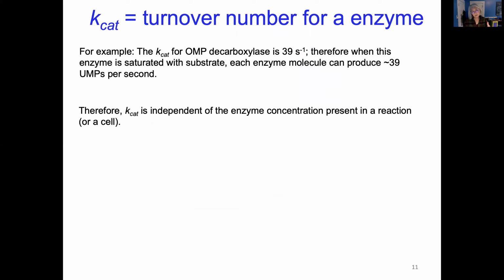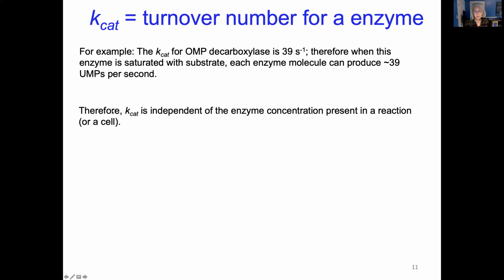Okay, so the last of these three kinetic parameters we're talking about is called the kcat, or the turnover number for an enzyme. So in the last video, we talked about the enzyme OMP decarboxylase that's involved in pyrimidine biosynthesis. And we talked about how the kcat, or the turnover number, is 39 per second. And the way I like to think about this is when the enzyme is saturated with substrate, so there's lots of substrate around, each molecule of enzyme can produce about 39 UMPs in every second. Okay, so I think about it on a per molecule basis. I think that's the easiest way to think about it.